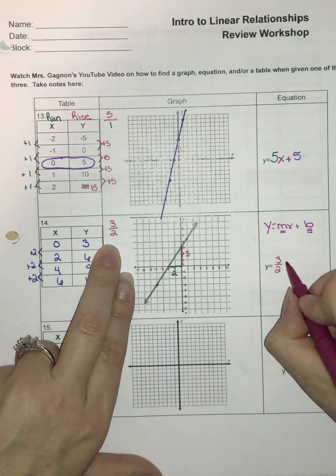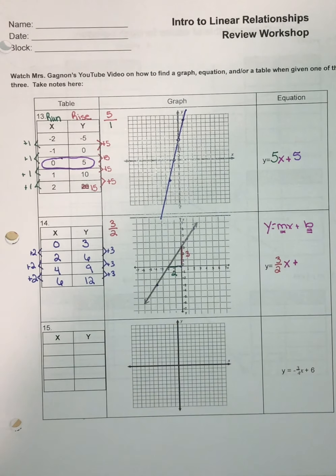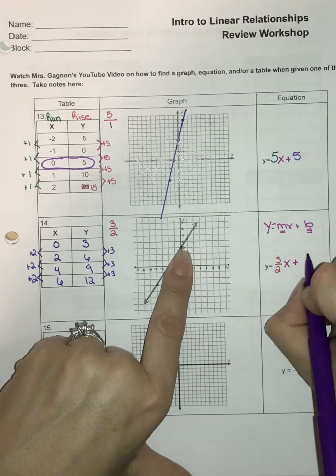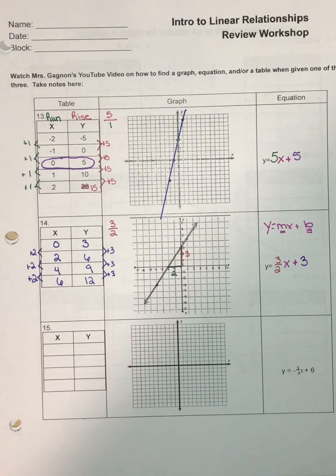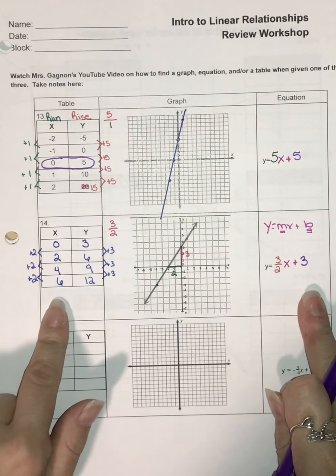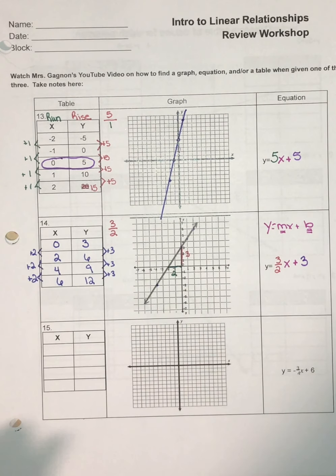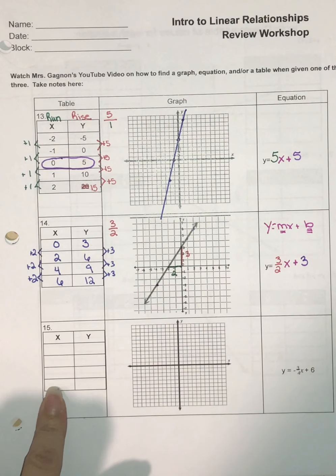So our new equation is going to be y equals 3/2 x plus b, which is 3 and 3. So y equals 3/2x plus 3. So this one, they gave us the graph, and we found the other 2 pieces of information. Now they give us an equation, and we have to do the graph and the tables.